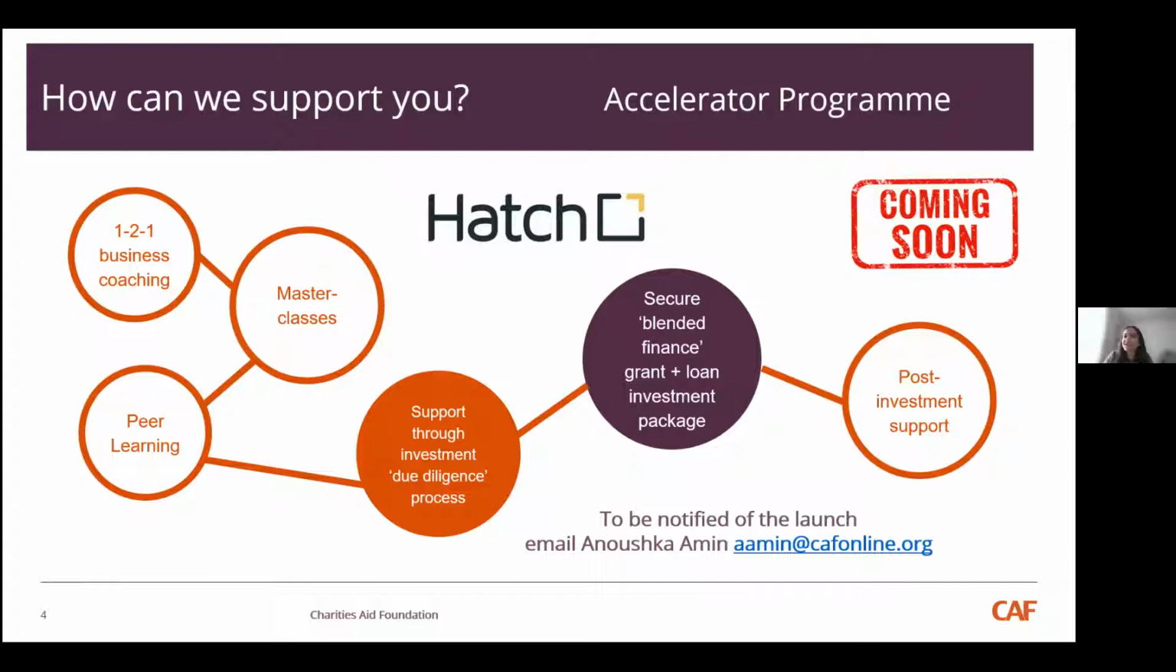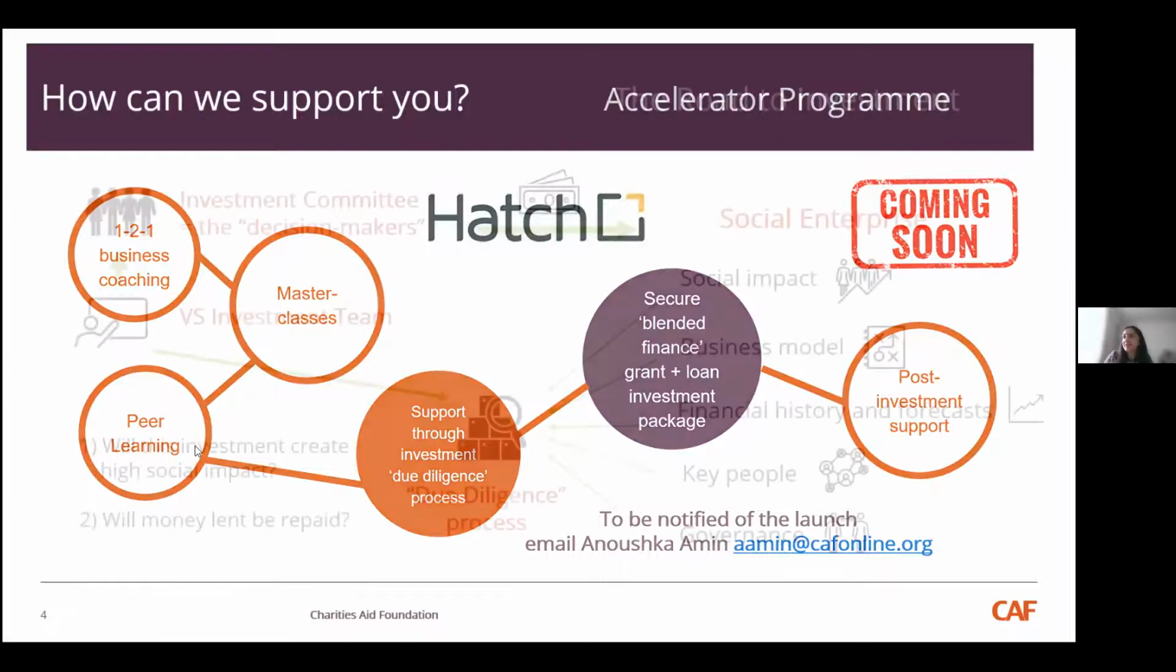And that's where we at Venturesome come in. So we'll be providing blended finance packages, part grant and part loan to the participants. And then there'll also be ongoing support from Hatch and Venturesome post the investment. So if this is something you're interested in hearing about when it launches, please drop me an email and I'll be happy to keep you on the list.